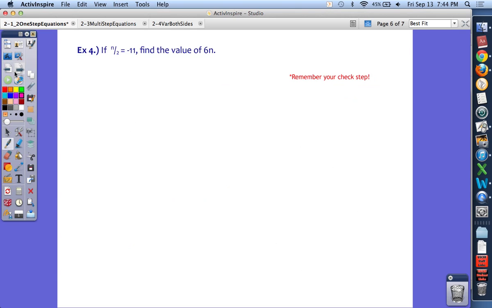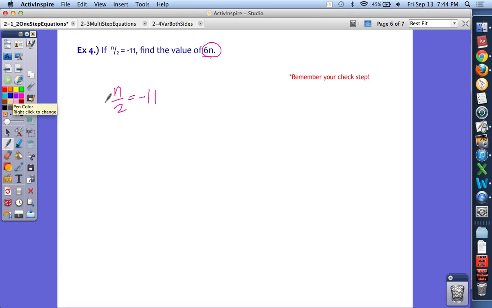Sometimes I'm not asking you to solve just for the variable. So if you look at this problem, I give you an equation involving n. But then it says find the value of 6n. So I don't really care what n is. I'm going to need to know it to get the last part. But what you need to circle is the value of 6n. How are you going to solve this equation?